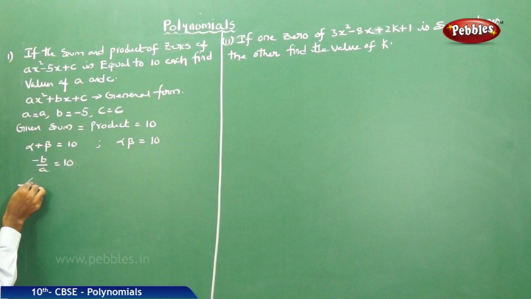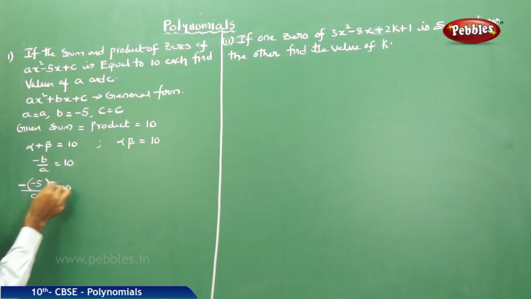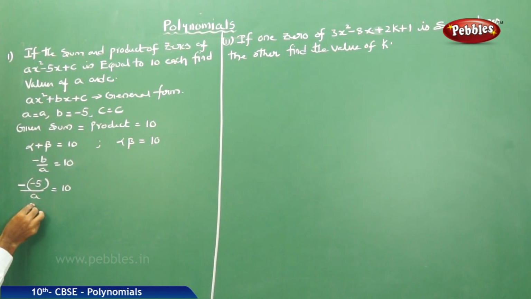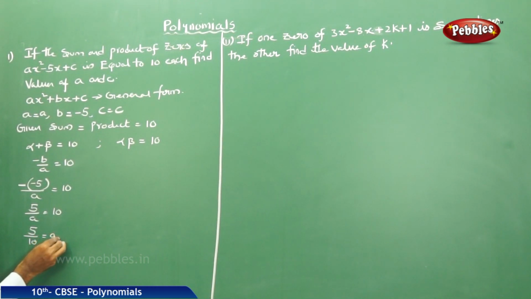What is the b value? Minus 5 by a is equal to 10, that is 5 by a is equal to 10. Now 5 by 10 is equal to a, therefore a is equal to 1 by 2. Now I am ready with the value of a.